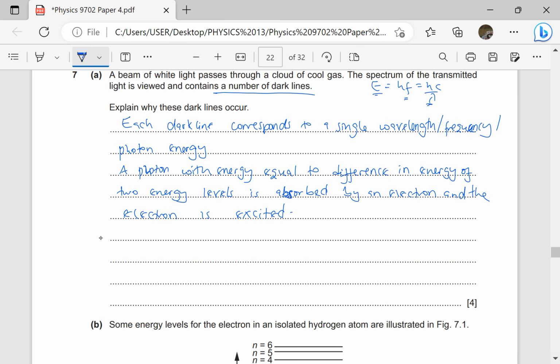On electron de-excitation, so these are three points. On electron de-excitation, when the electron de-excites, the photon is re-emitted. The photon is emitted or given out randomly in any direction.